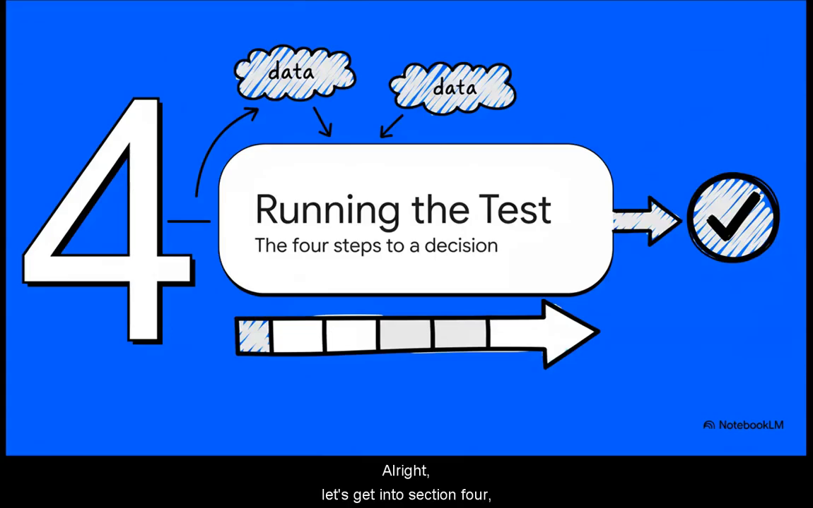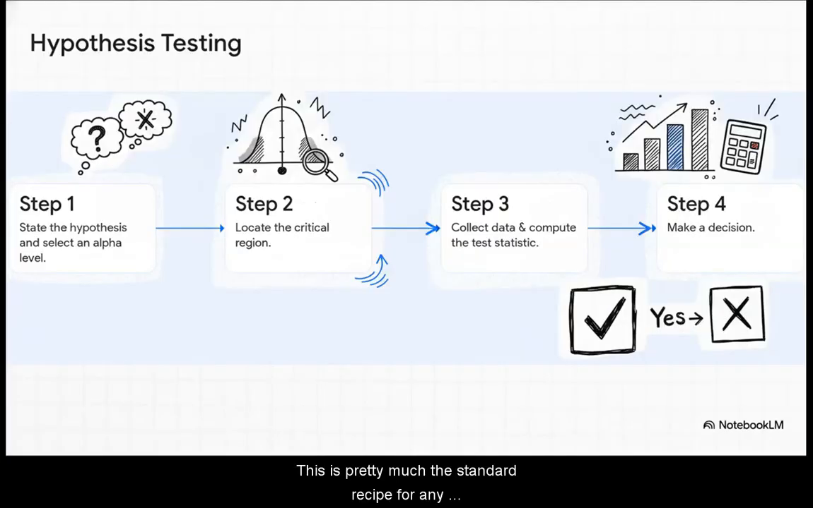All right, let's get into section 4, running the test. We've got the logic down, so now let's walk through the actual steps. It's a really clear 4-step game plan that takes you from your raw data all the way to a final decision. This is pretty much the standard recipe for any hypothesis test.